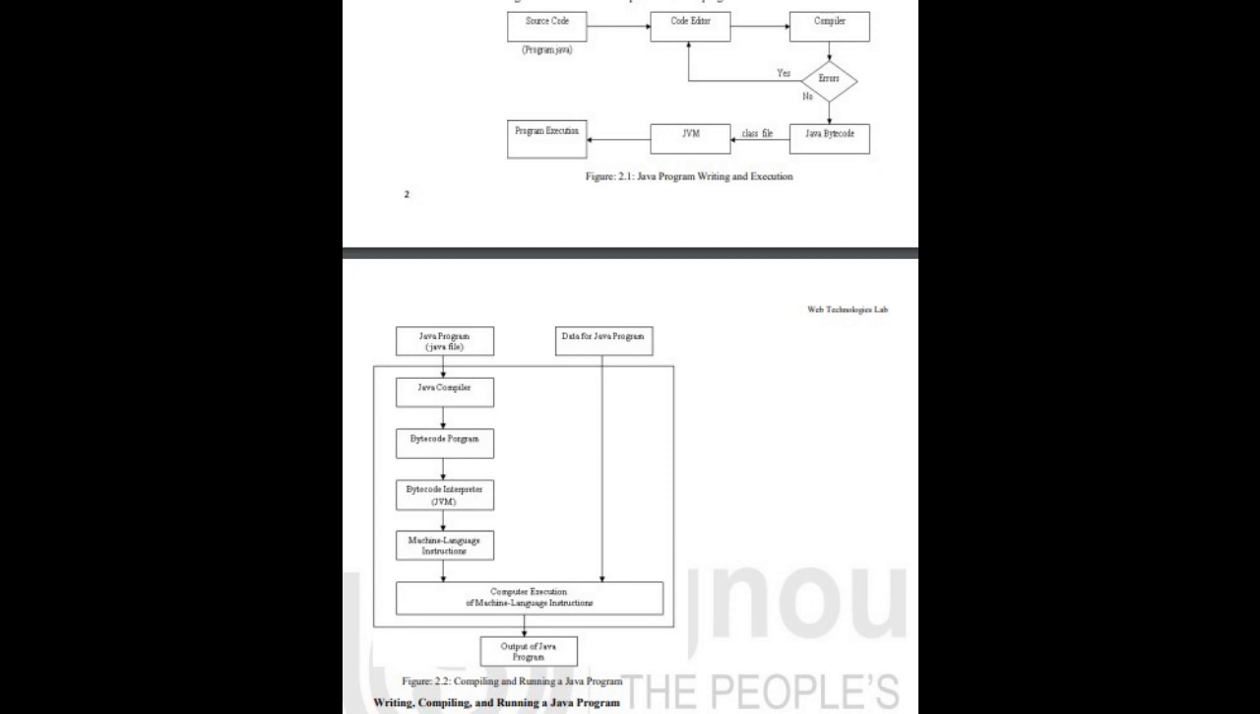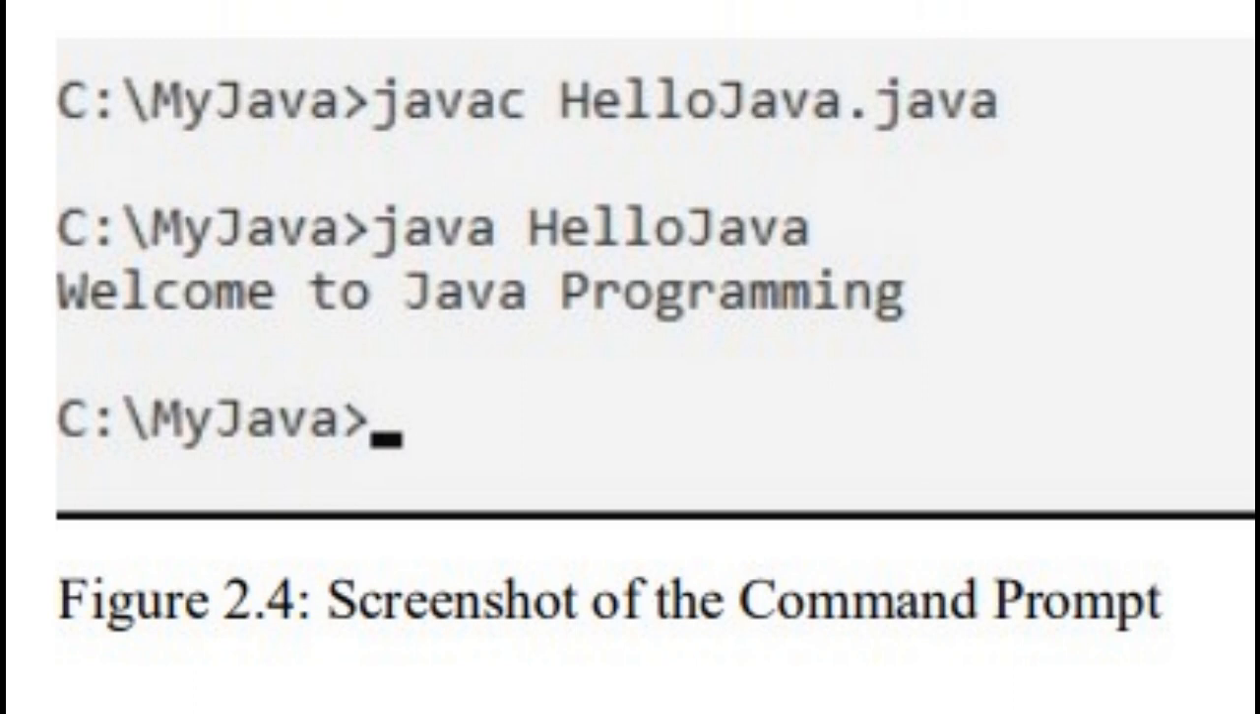Now let us try to write a simple Java program using Notepad. The program to display "Welcome to Java Programming" is written as shown in Figure 2.3. Figure 2.3, Java program written in Notepad. Now we can save and compile this program using command prompt. This program is saved in C:\myjava directory. The Java program file name is HelloJava.java.